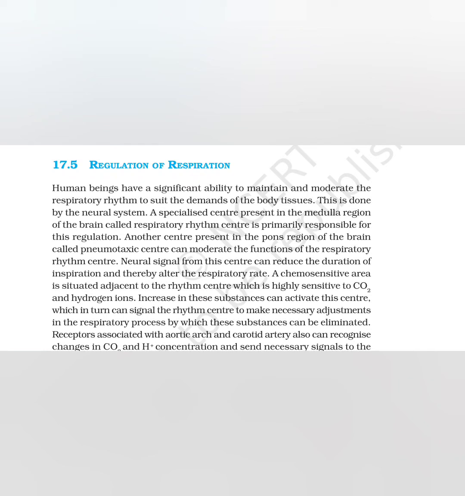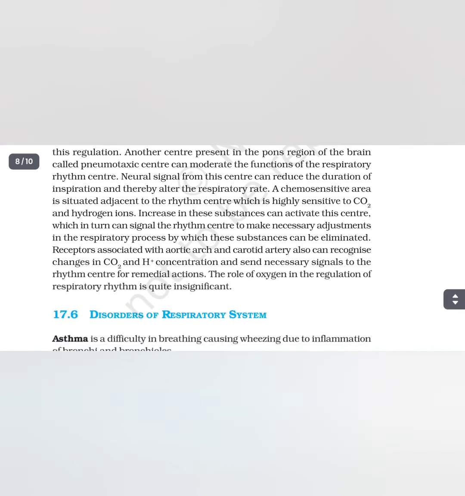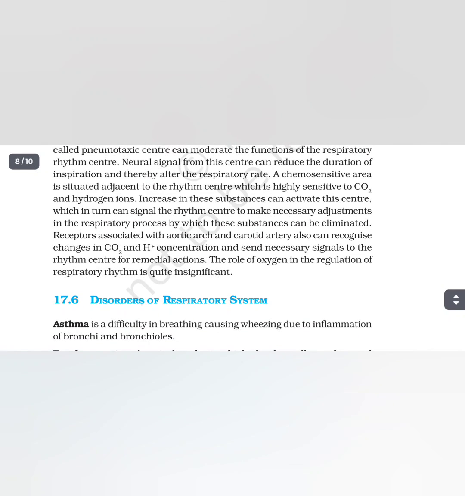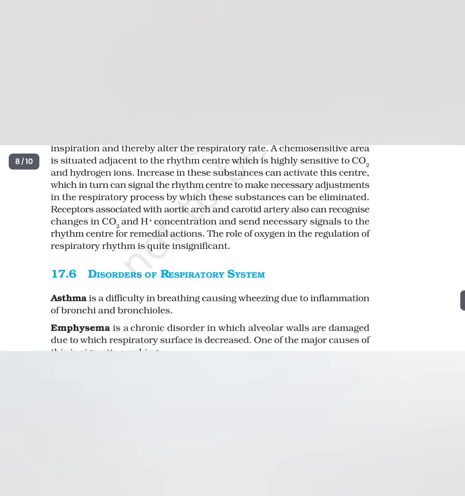A chemosensitive area is situated adjacent to the rhythm center, which is highly sensitive to CO2 and hydrogen ions. Increase in these substances can activate this center, which in turn can signal the rhythm center to make necessary adjustments in the respiratory process by which these substances can be eliminated. Receptors associated with the aortic arch and carotid artery also can recognize changes in CO2 and H+ concentration and send necessary signals to the rhythm center for remedial actions. The role of oxygen in the regulation of respiratory rhythm is quite insignificant.